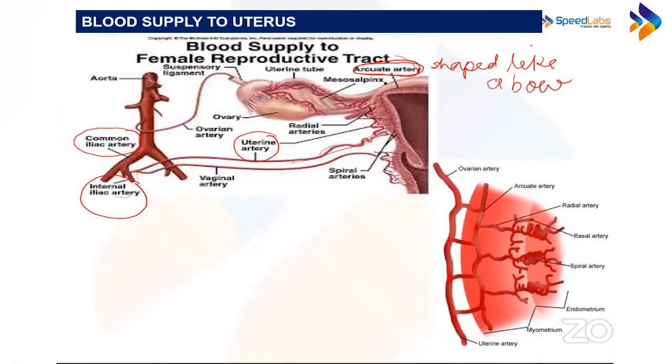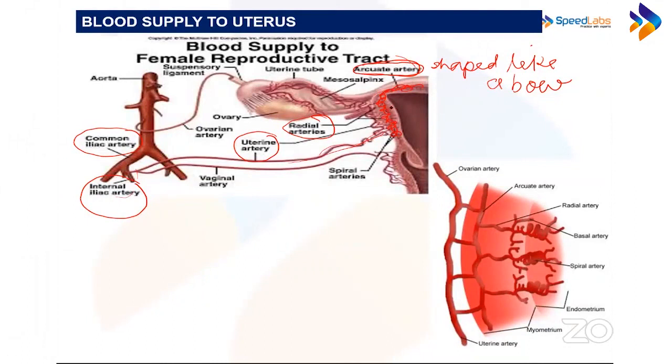So this arcuate artery is arranged in a circular fashion around the myometrium. You can see this entire collection. It further branches, penetrates deeper into the myometrium, and forms the radial arteries. Now see, all these arteries are there inside the myometrium. Just before the radial arteries enter the endometrium, which is deep inside, no?